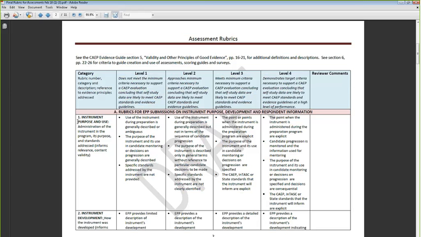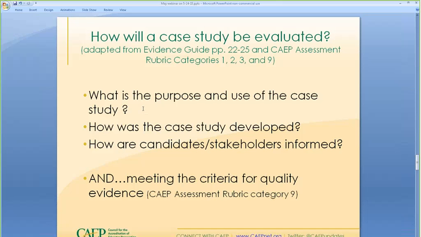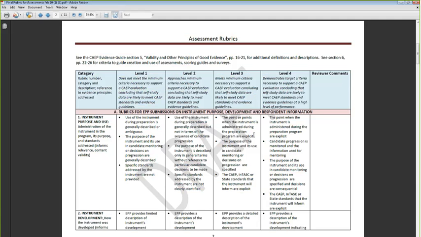And the first part of what the evaluators will be looking at is what is the purpose and the use for the instrument or for the case study. So that's why I've said, what's the purpose and use of the case study, okay? They want to know, are the points when the instrument was administered during preparation explicit? So if you are using case study as a methodology on candidate performance and progress, they're going to want to know when the case study points were administered, and what's the purpose of the instrument, and how is it going to be used, okay, in either monitoring candidates or making decisions on progress.